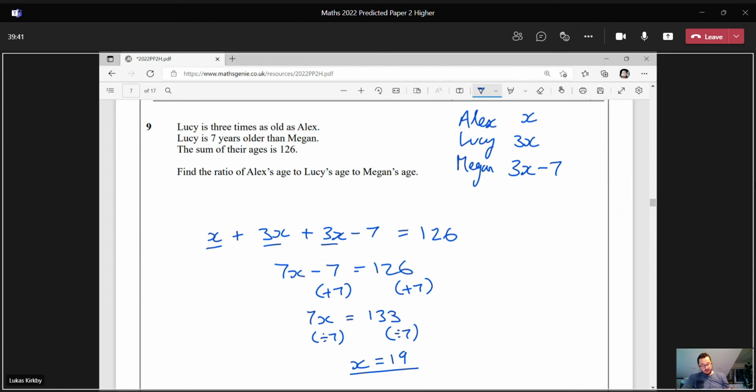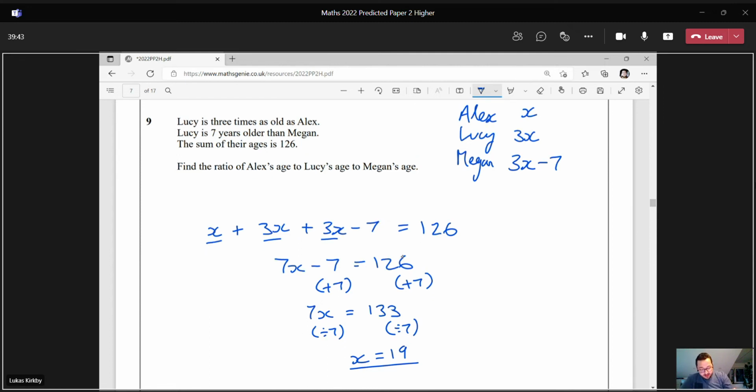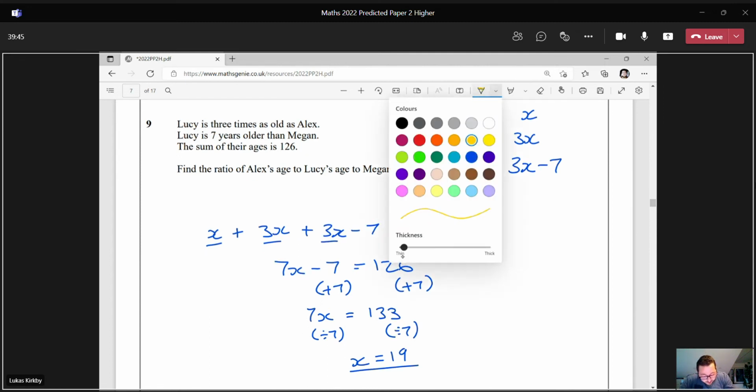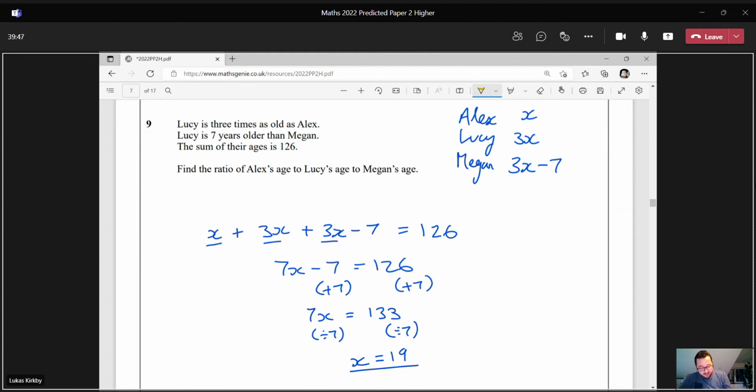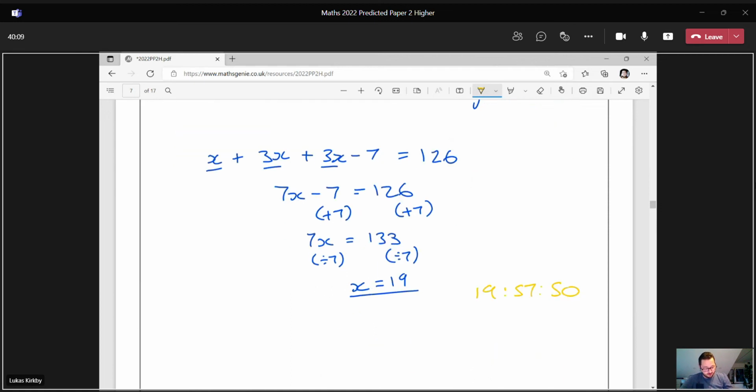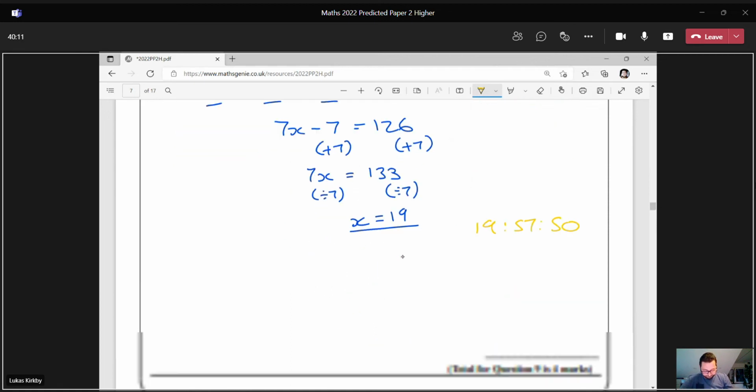Okay. So finally, we want the ratio then. So let's just use this 19 to figure out everyone's age. Well, Alex is X, so that's 19. Lucy is 3X, which is going to be 3 times that, which is 57. And then Megan is 3X minus 7, so take away 7 from that and we get 50. So the ratio then, Alex to Lucy to Megan, is going to be 19 to 57 to 50. And that's our answer.